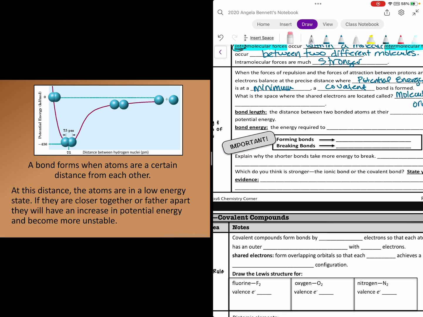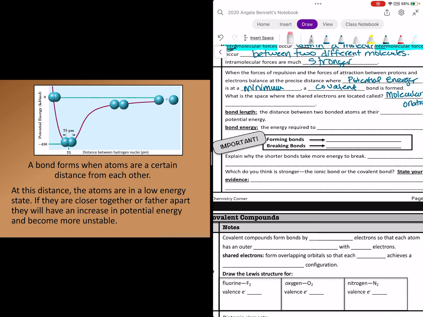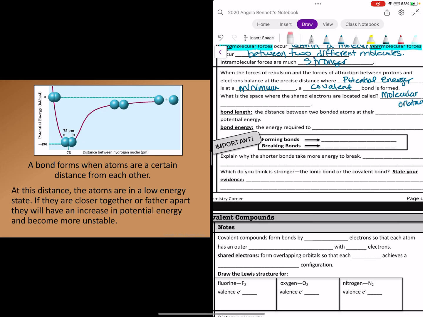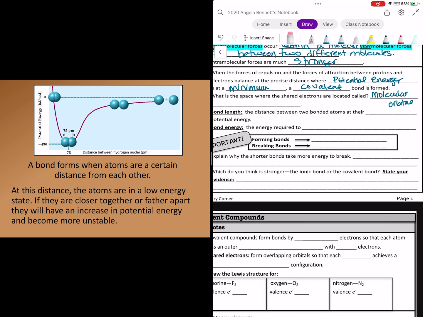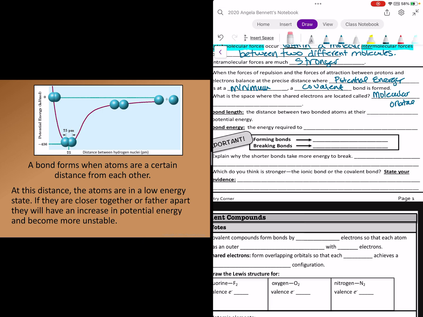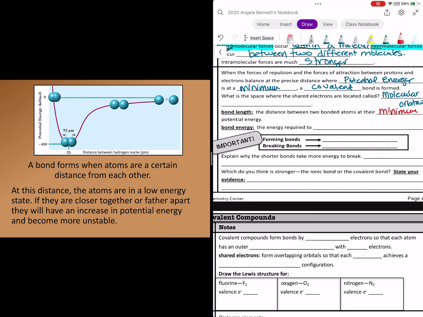All right, let's summarize this in notes, because I don't like that I can't point at stuff on this slide. We can maybe clarify this later if we need to. So, bond length is the distance between 2 bonded atoms at their minimum potential energy. On the graph, that's the bottom of that little dip, or the bottom of the hill or the hole.